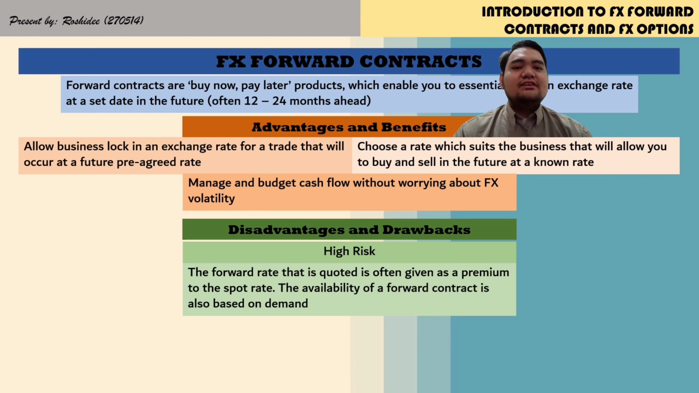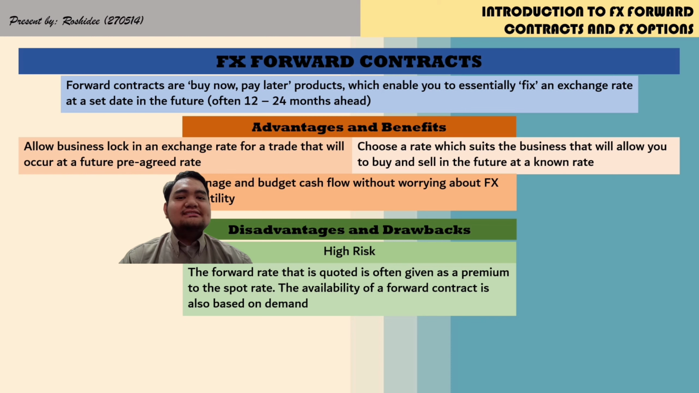And there are a few advantages of a forward contract. First, it allows the business to lock in an exchange rate for a trade that will occur at a future pre-agreed date. Second, choose a rate which suits the business that will allow us to buy and sell in the future at a known rate. And the last advantage is to manage and budget cash flow without worrying about foreign exchange volatility.